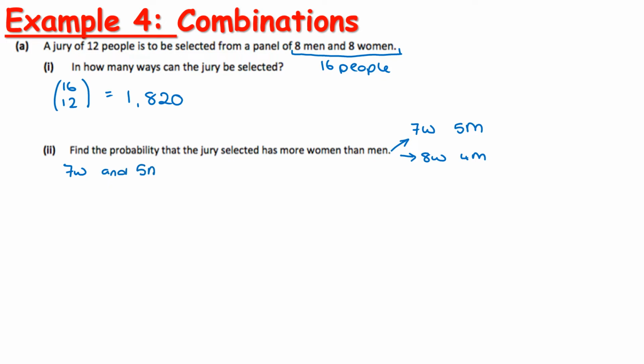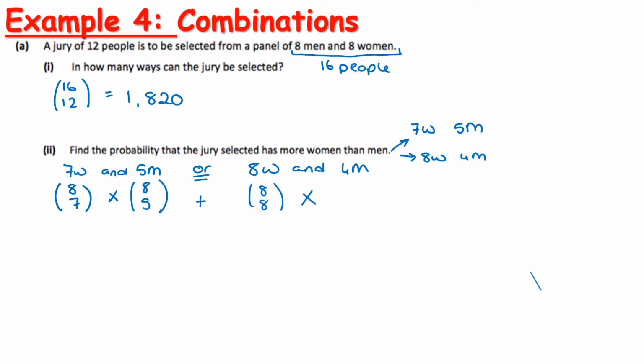So we could have 7 women and 5 men, which is going to be 8 choose 7, and means multiply, 8 choose 5, plus, we have 8 women and 4 men. That means 8 choose 8, and means multiply, 8 choose 4. So working that through, this works out as 70 plus 448, which gives us a total of 518.